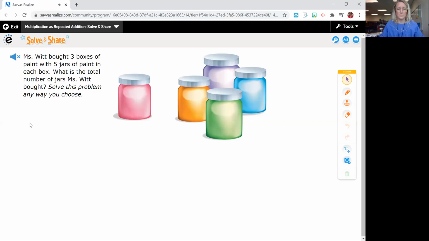Ms. Witt bought 3 boxes of paint with 5 jars of paint in each box. What is the total number of jars Ms. Witt bought? Solve this problem any way you choose.